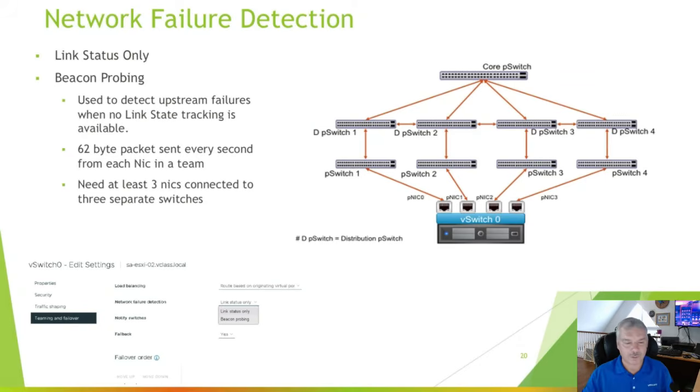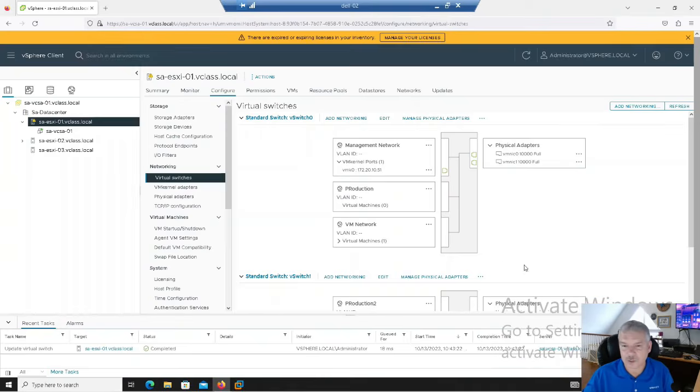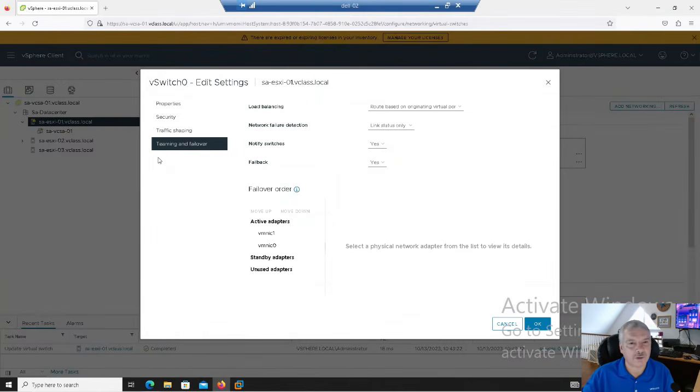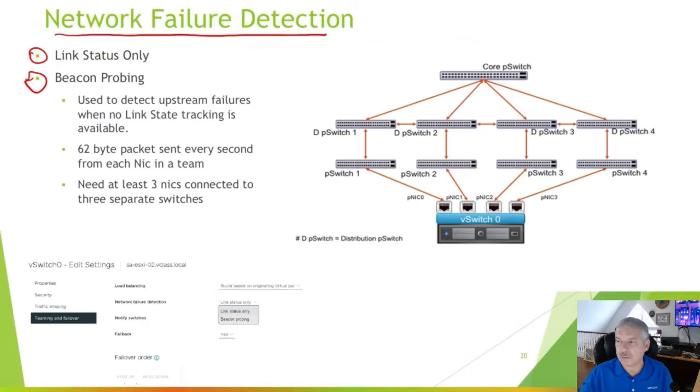Okay, so let's talk about network failure detection. We've got two choices, link status only or beacon probing. So let's just go and show you how to set that up just real quick. I'm going to edit my switch. I'll go to teaming and failover. And over here, network failure detection, link status only or beacon probing. Link status only is the default. Let's cancel that. Let's go back to my iPad.